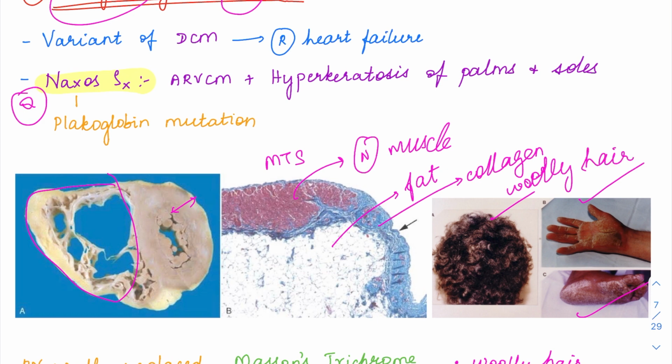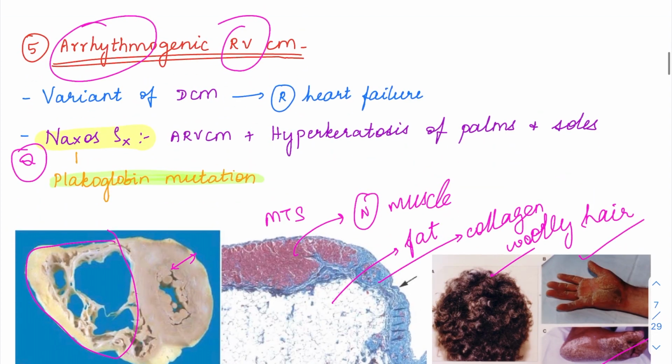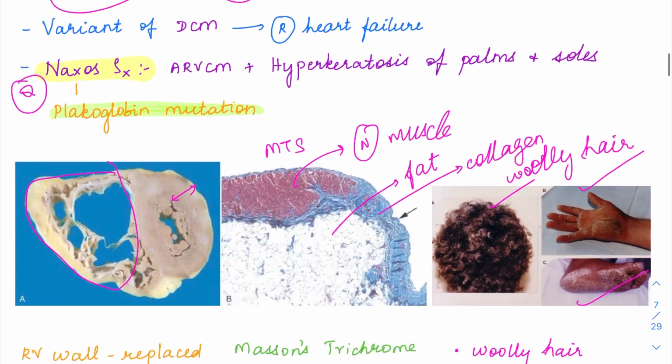And the most common mutation associated with Naxos syndrome is a plakoglobin mutation. This is going to be a desmosome which is being mutated. Okay, so it is going to result in arrhythmia and heart failure.